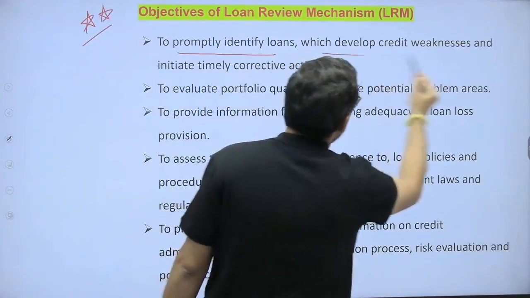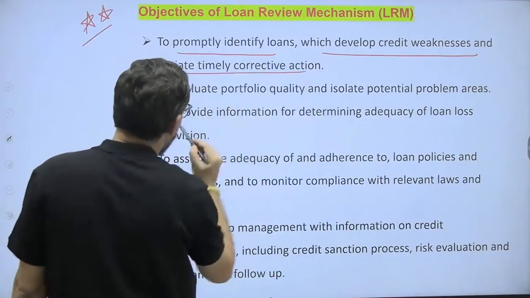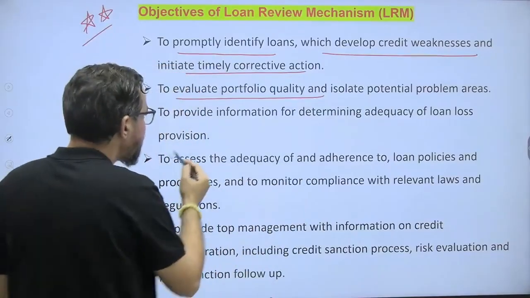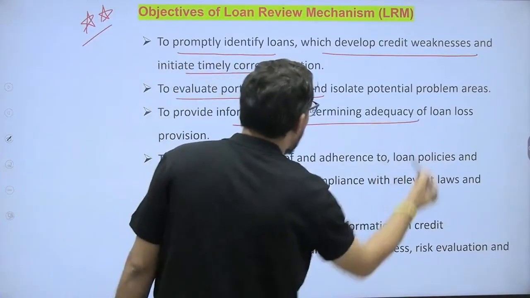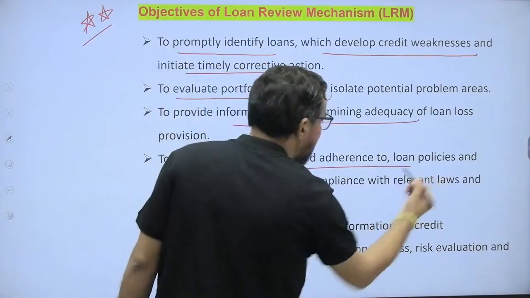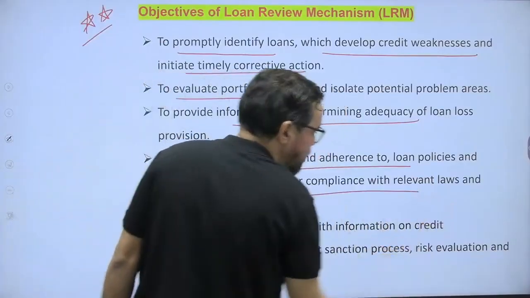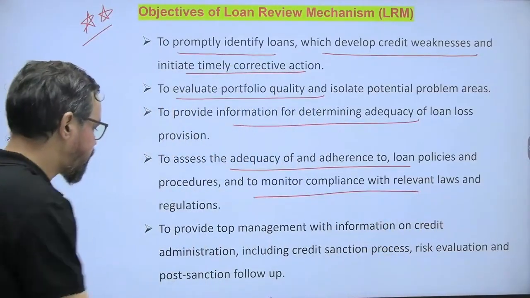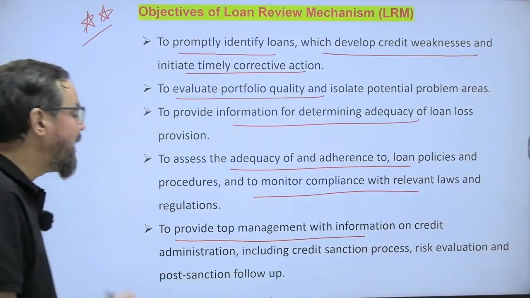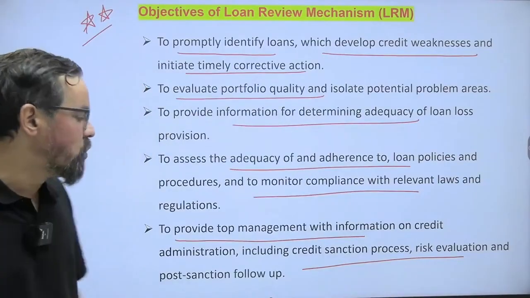Promptly identify which develop credit weaknesses and initiate timely corrective action. Evaluate portfolio quality and isolate potential problems. To provide information for determining adequacy of loan losses. To assess the adequacy of adherence to loan policies and procedures. And to monitor compliance with the relevant laws and regulations. To provide top management with information on credit administration, including your credit sanction process, risk evaluation, and post-sanction follow-up.